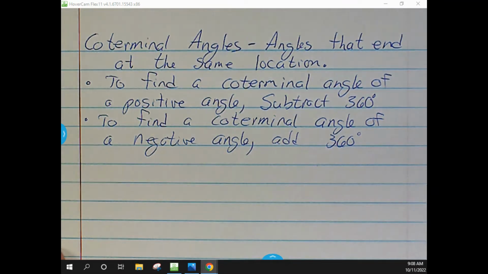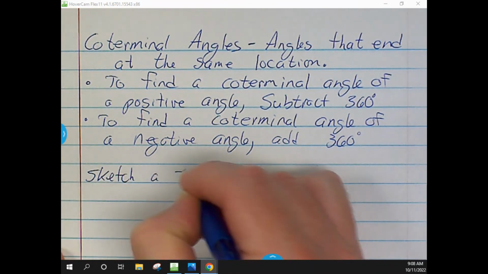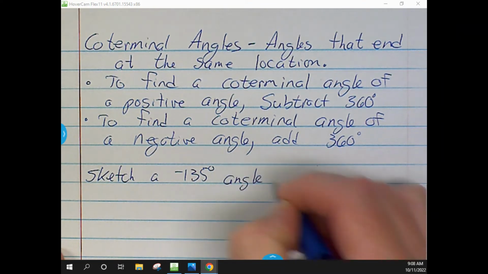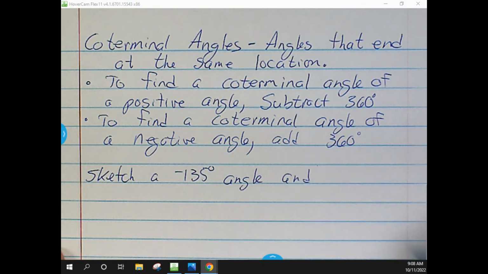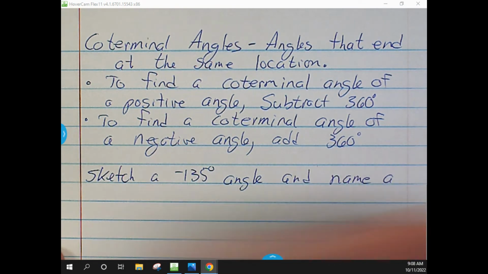Okay. Now, they're probably not going to ask you to do both of these, but we're going to go ahead and do both here at the same time. Let's say we have to sketch a negative 135 degree angle. And then we're going to name a coterminal angle.